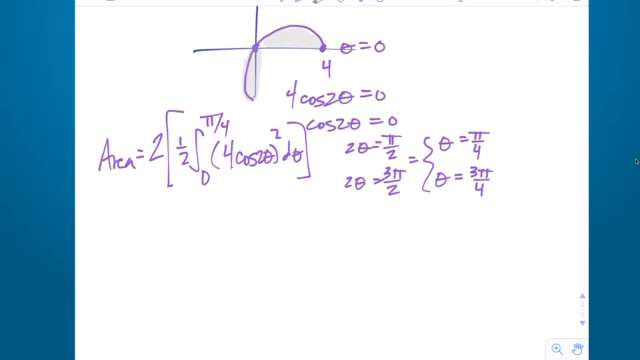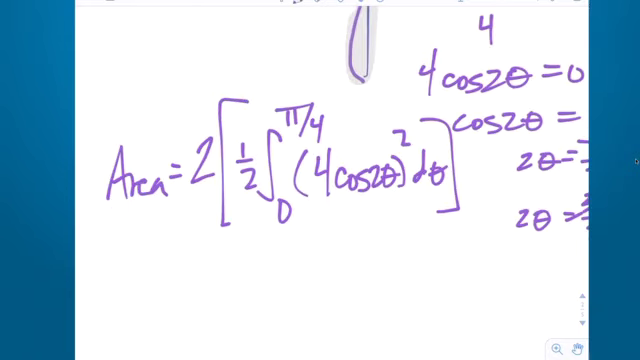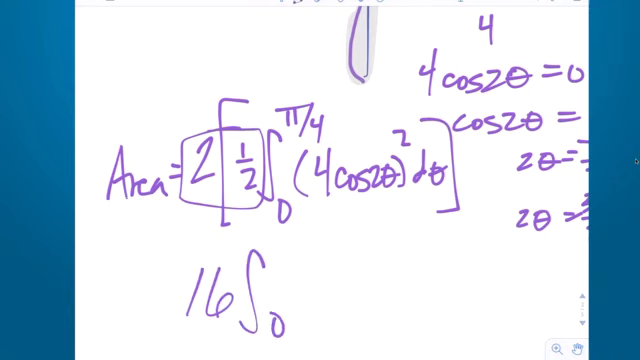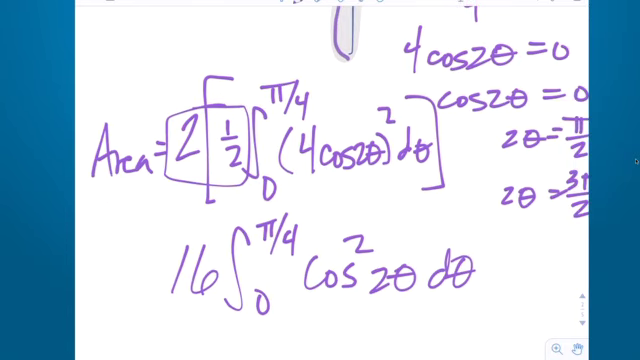But again, I like the symmetry aspect here, so let's simplify this. If I combine the 2 and the 1/2, because I'm doubling it because of the symmetry, that becomes a 1. But then the 4 is squared, right? So that becomes a 16. So the integral from 0 to pi fourths with the 16 out front of cosine squared 2 theta d theta is probably the most common integral that you'll see in terms of like a multiple choice answer.